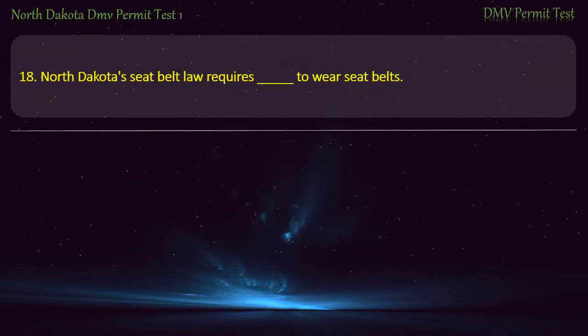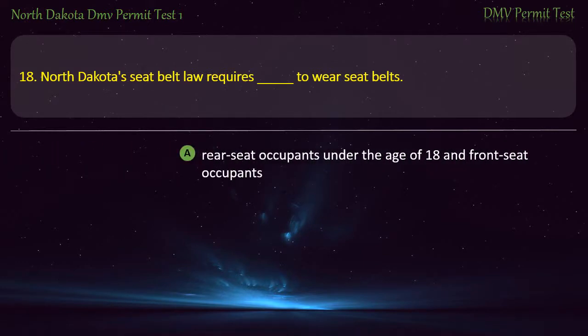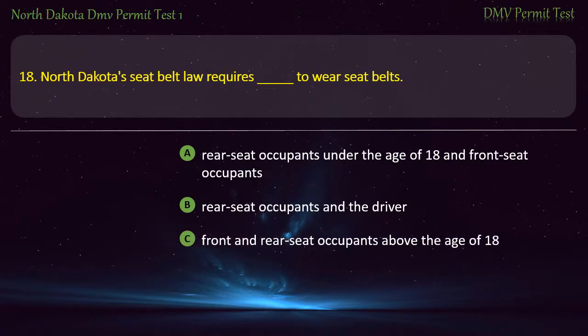Question 18. North Dakota's seatbelt law requires to wear seat belts. Rear seat occupants under the age of 18 and front seat occupants. Rear seat occupants and the driver. Front and rear seat occupants above the age of 18. Rear seat occupants above the age of 18. Answer. Rear seat occupants under the age of 18 and front seat occupants.